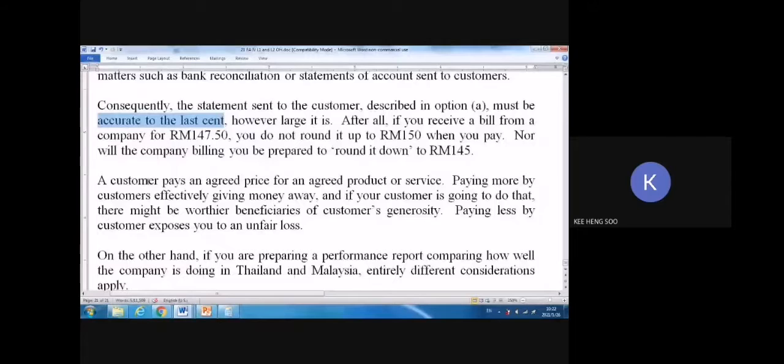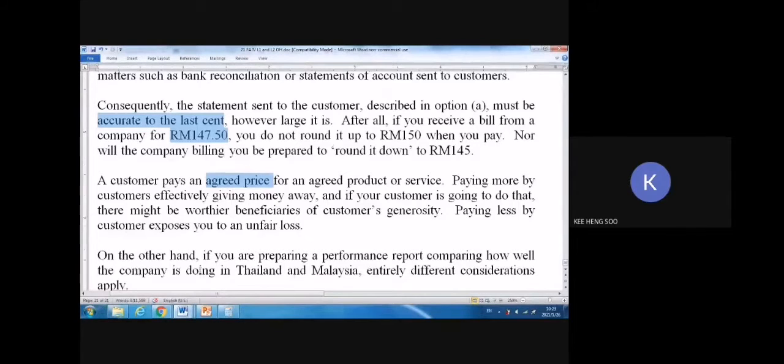So the customer will agree on this price. This is the agreed price. If they pay more, that means they give money away; you are the beneficiary of the customer's generosity. They are too generous. But if they are paying less, then to you, that's an unfair loss. They say, I don't need 147, just pay 140. Then you lost 7.50 already. So this one must be accurate to the last cent.